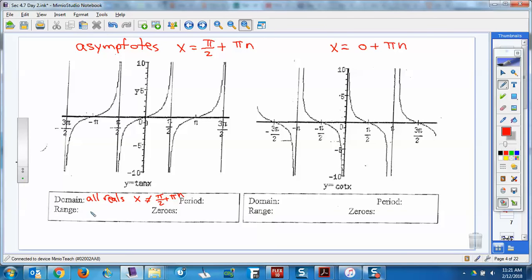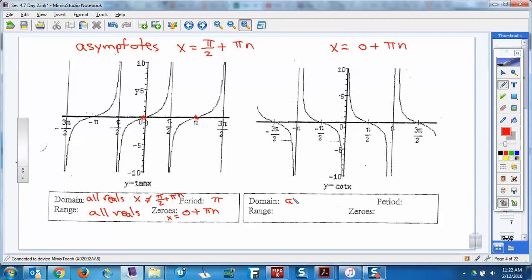The range for tangent is what? All reals, because the y values are all reals. Okay, zeros. Now where do the zeros happen? The zeros are where it crosses the x-axis. Well, that's at 0, at pi, at 2 pi. How would I write that? They happen every pi and they start at 0, so 0 plus pi times n, or just pi times n. And that's x equals, right? Those are the x values where the zero is. And the period, of course, we said was pi.